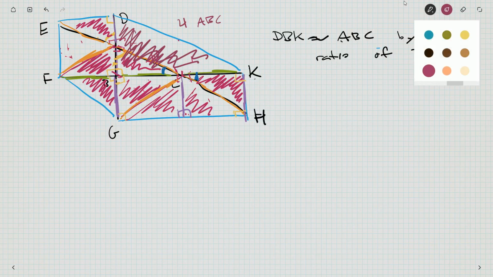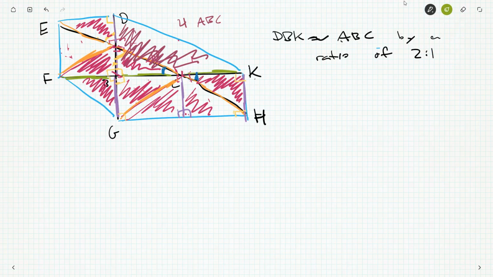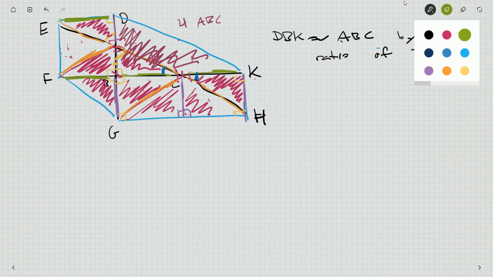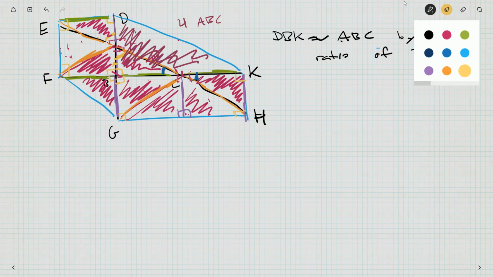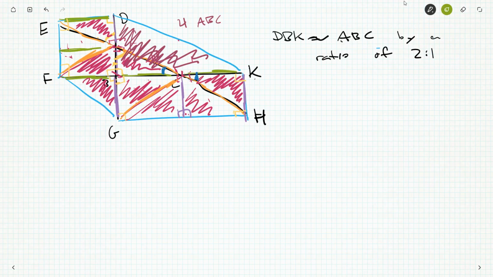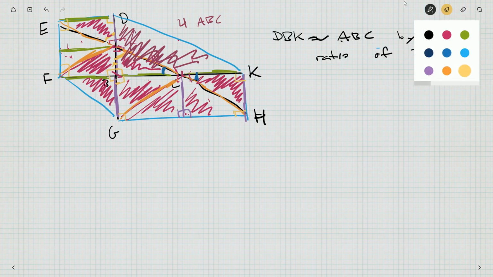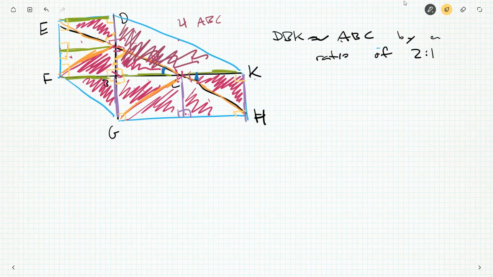Now, going back to our green, we said that ADE was similar to ABC, so we get this green line here. That means that EF is parallel to DG. So we get some nice right angles here. So now I can drop another right angle here. And once again, by side angle side, we're going to get the other 2 left.